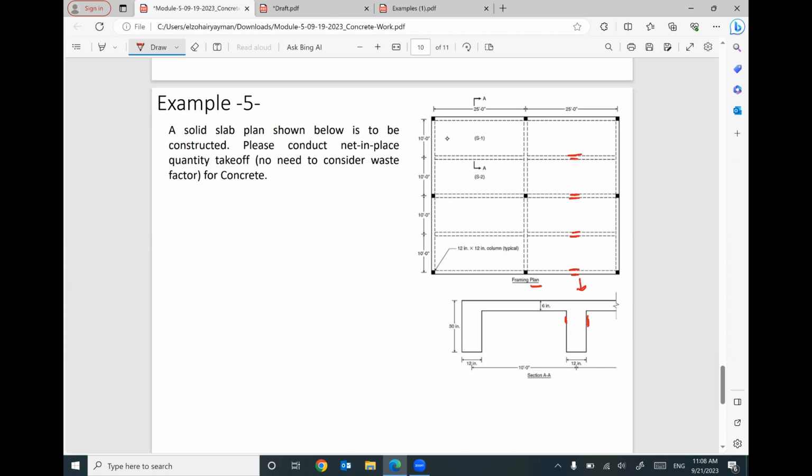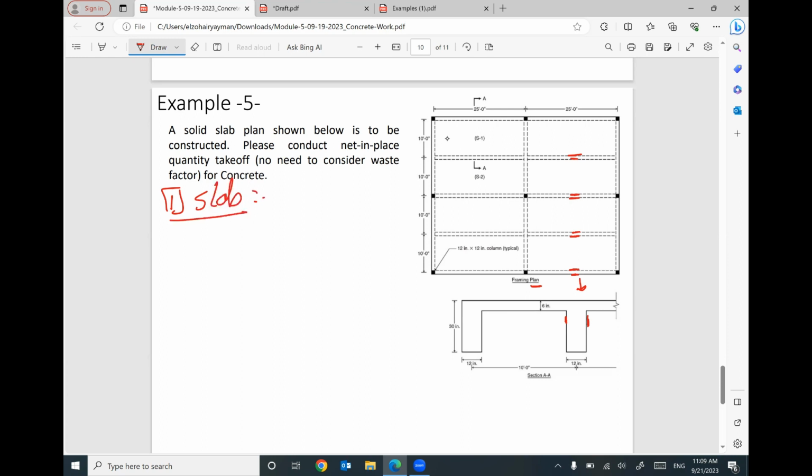We would like to figure out how much quantity takeoff of concrete to pour this solid slab. Keep in your mind, we will divide your calculation into two parts. The first part is for the slab.